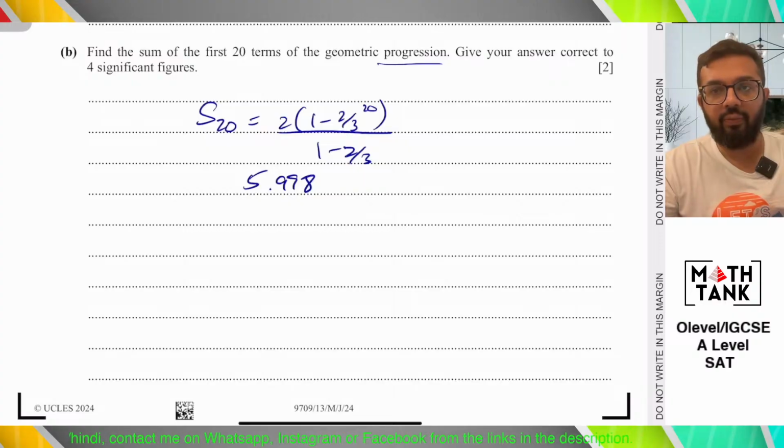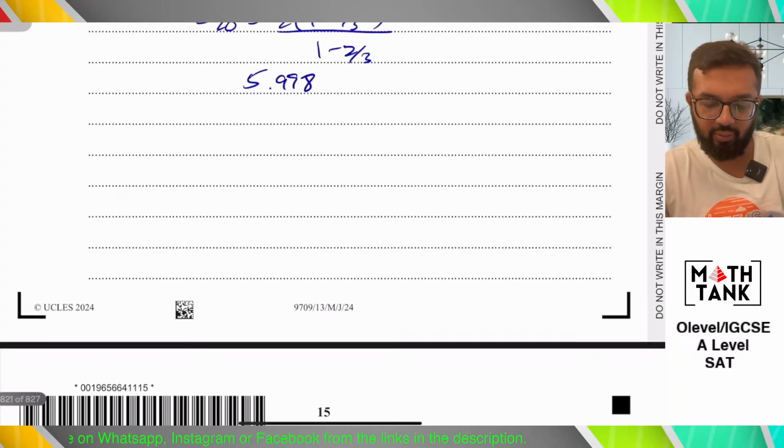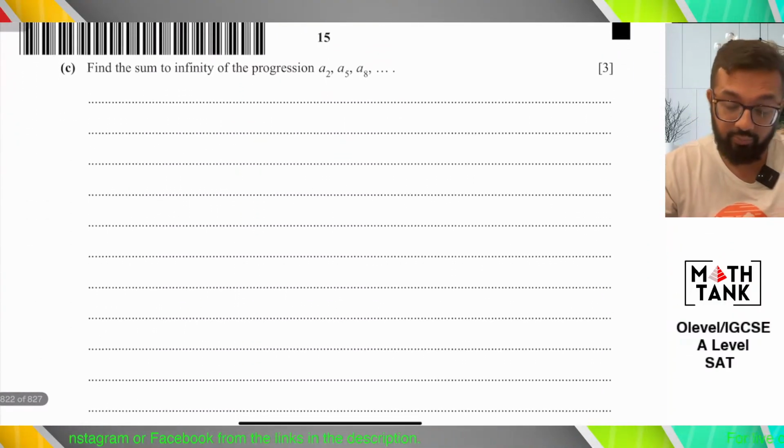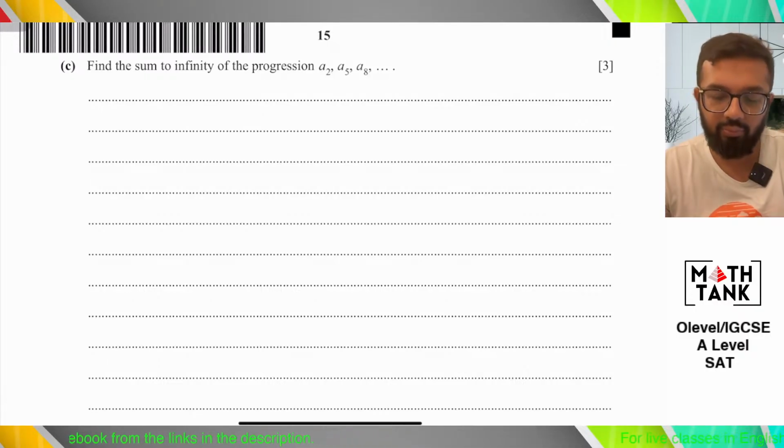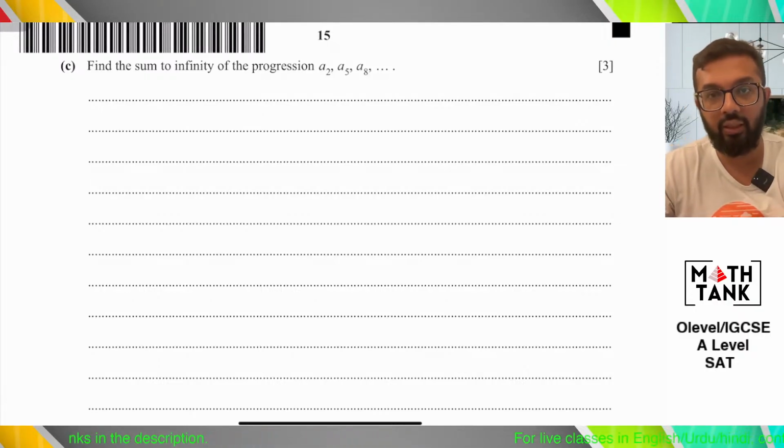Because it said 4 significant figures, I had to leave out some things. Leave it in the decimal form rather than rounding off the entire thing.